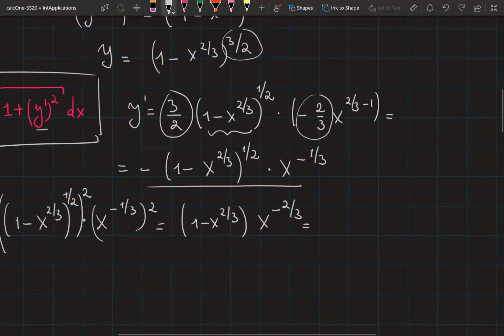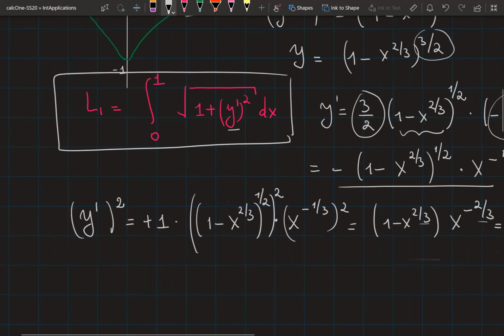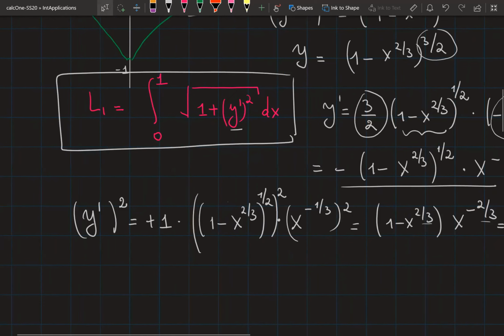If you open the brackets, what you get here is x to the power of minus 2 over 3, right? Times x to the power of 2 over 3 minus 2 over 3. If you just multiply them, it's the same as just adding the powers. It's going to be simply 0, right? It's going to be minus x to the power of 0, which is equal to 1. So this is what we get if you open up the brackets. So this is y prime squared.